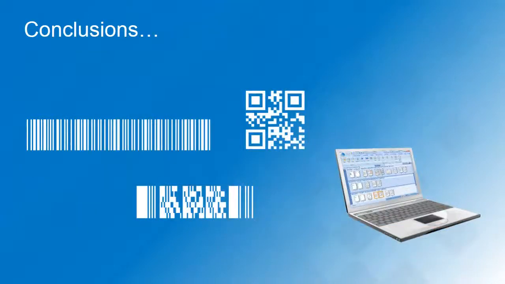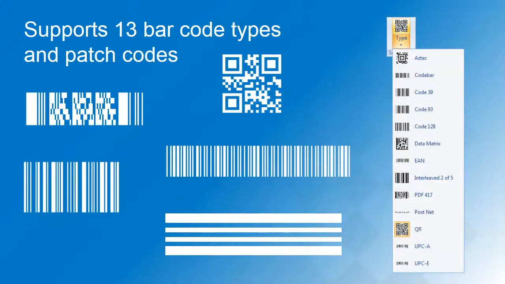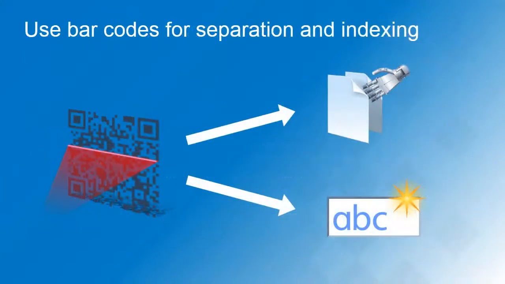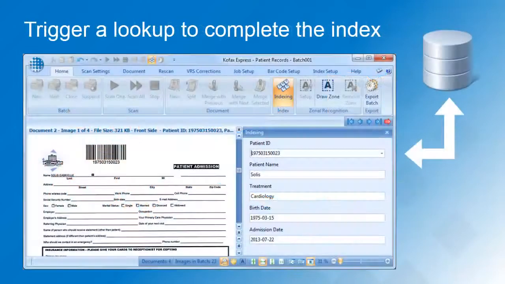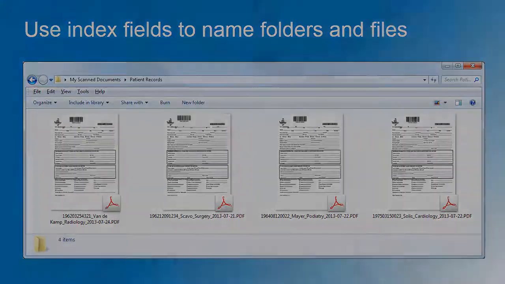In summary, barcodes are a real effective way to automate your scan process. Kofax Express supports pretty much every barcode type you can possibly find on a document. Document separation and indexing can be completely automated. You can complete the index by using the barcode value to look up additional data in an external database. Finally, you can export scanned documents and their index to a folder structure or a document management system of choice.